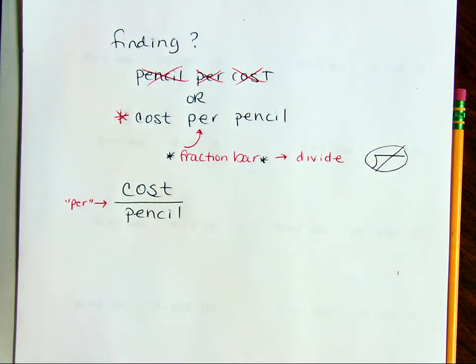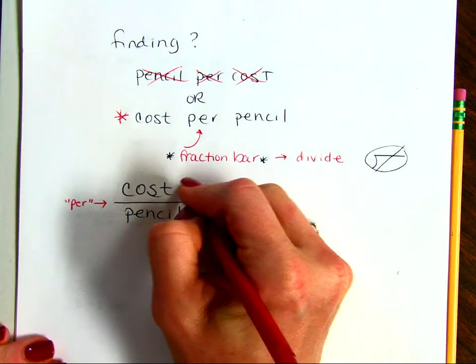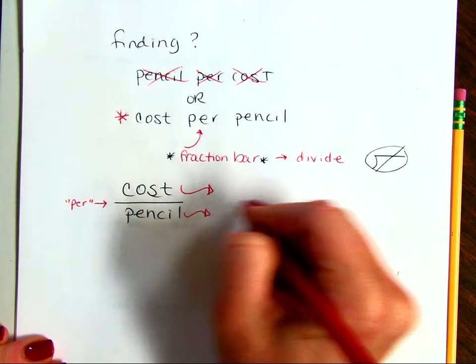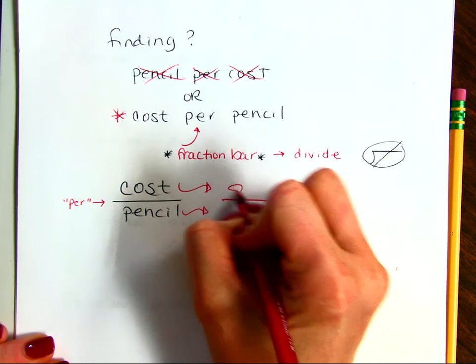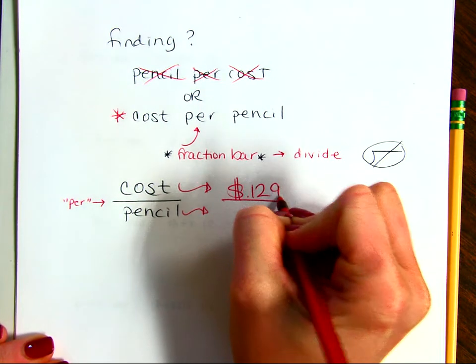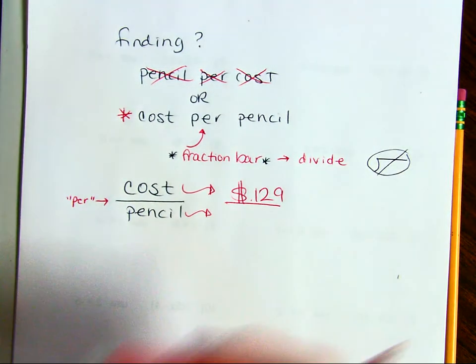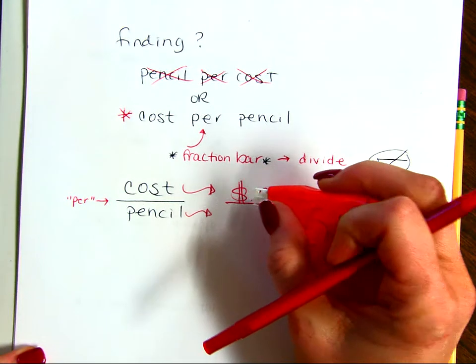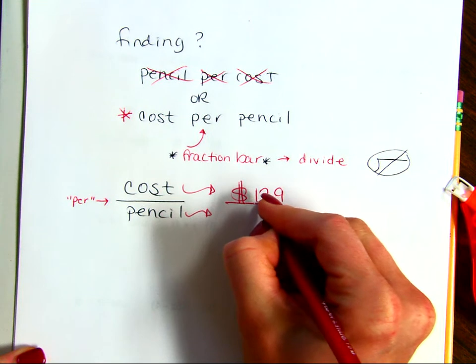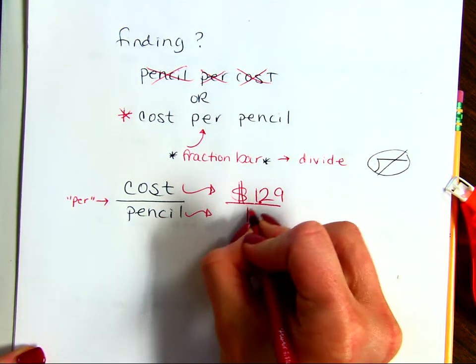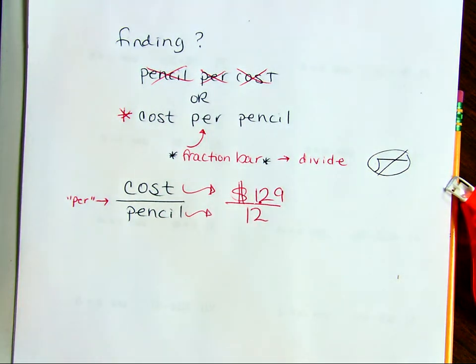Now I have it figured out, right? Cost goes on top, pencil goes on bottom. So the cost, fill that in. The cost is $1.29. Whoops, decimal in the wrong spot. So the cost is $1.29. And the number of pencils you get for that cost is 12.